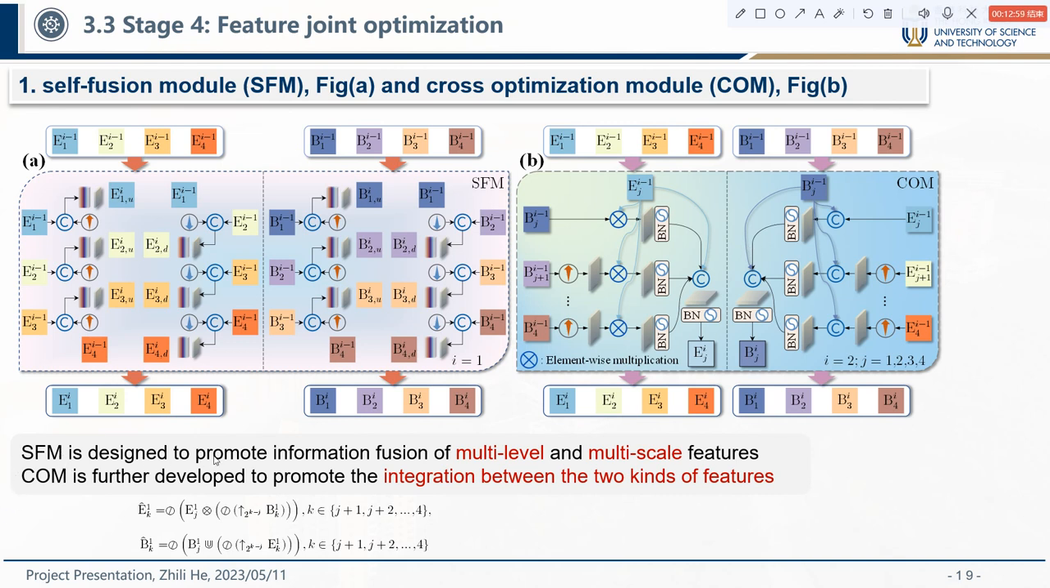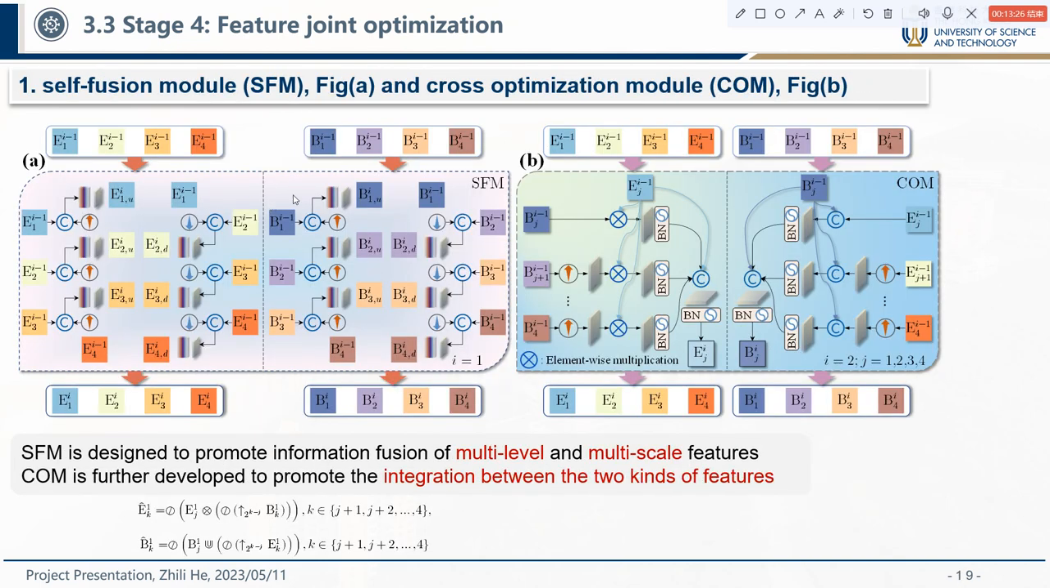For SFM, it is designed to promote information fusion of multi-level and multi-scale features. And for COM, it is further developed to promote the integration between the 2 kinds of features. The first kind is edge features, and the second kind is body features. And the COM is developed to fuse the 2 kinds of features.